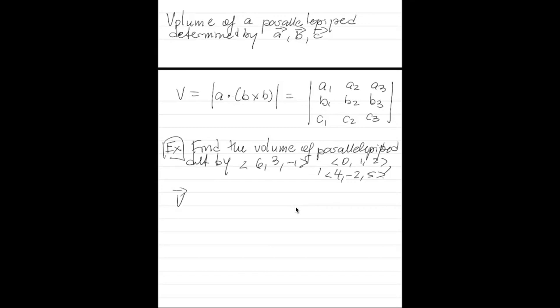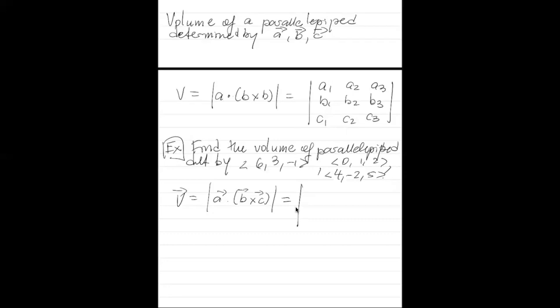So here's a formula. However, it is a lot faster if we use this direct formula. So you write all the components in order. So we're going to have 6, 3, -1, 0, 1, 2, 4, -2, 5, just like we did before, and evaluate, reduce it to 2 by 2, you should get 82.